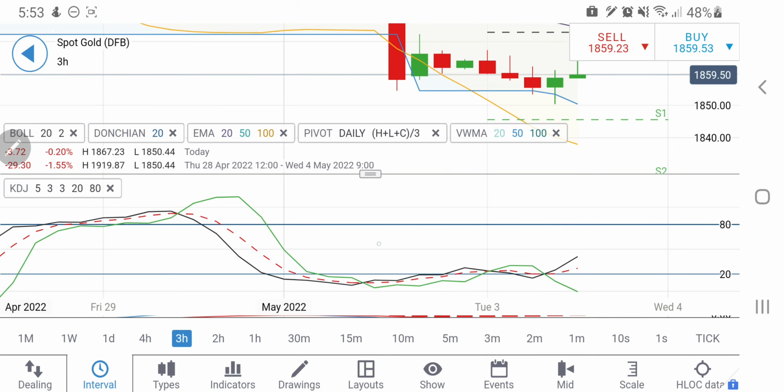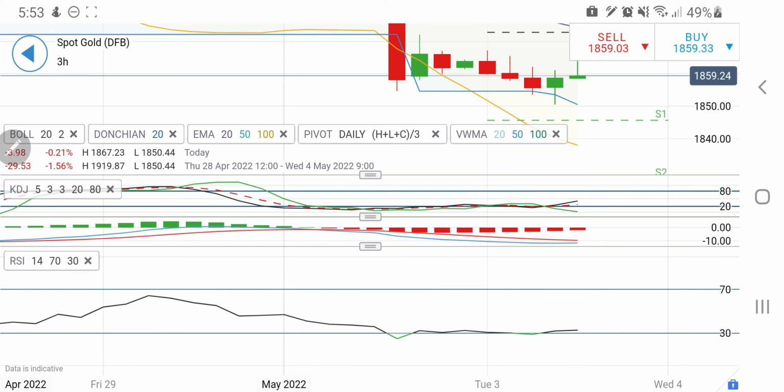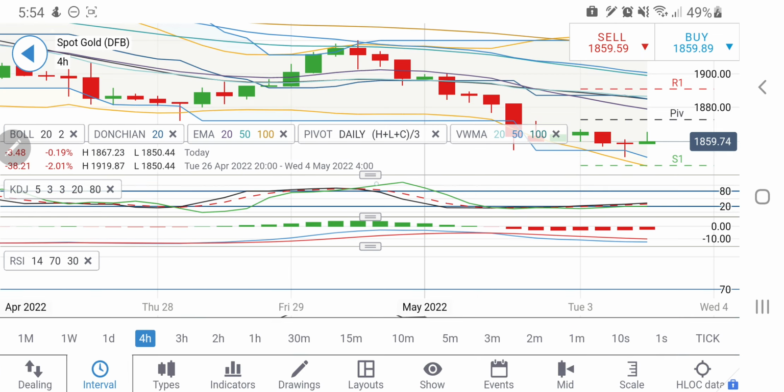And if you look at the 3 hour charts, stochastic is looking upwards, MACD trying to converge and crossover. If it has to sustain the bearishness, it has to trade in red. See, RSI is near to oversold again, so it is consistently trading oversold.